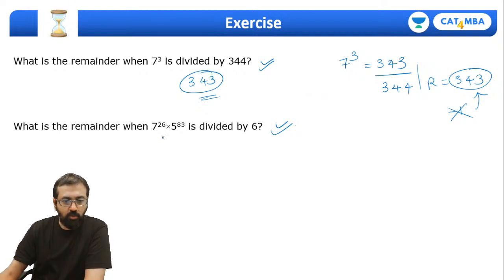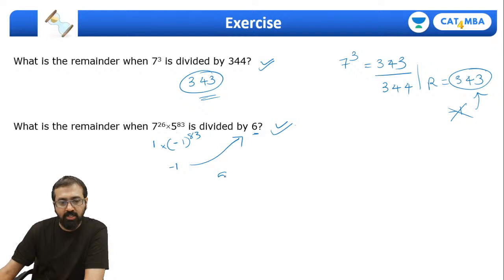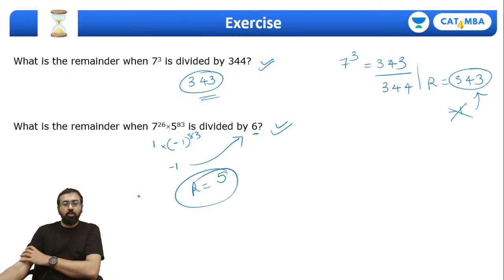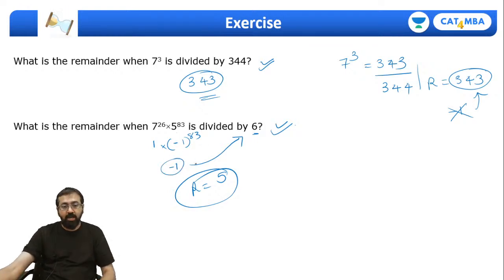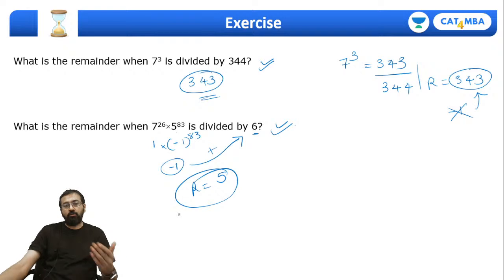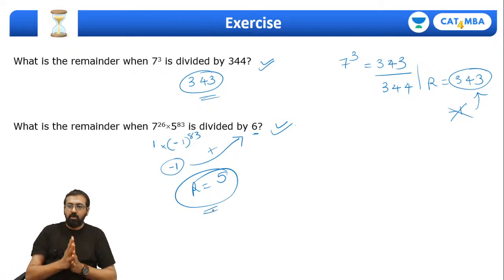Correct. Okay. Now same way, can I say 7 divided by 6, remainder is 1. 5 divided by 6, remainder is -1. So -1 raised to 83 is going to be -1. Add this -1 in 6. So you will get 5 as the remainder. Everyone, you will get remainder as -1, but -1 can't be the remainder, so you will have to add the divisor. So final remainder is positive 5. Okay, so it was as simple as this question.